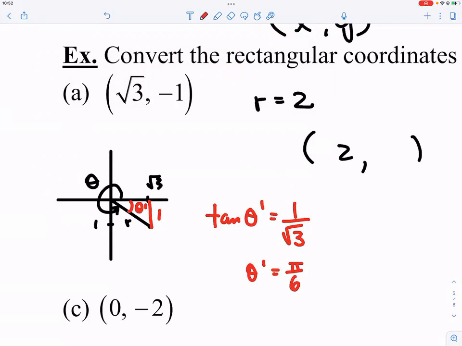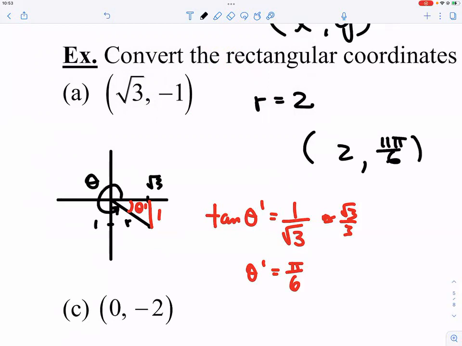Or if you are more comfortable with √3 over 3, what angle gives you √3 over 3? Pi over 6. So you now know that the little small angle is pi over 6. What's the big angle? 11 pi over 6. Very good.